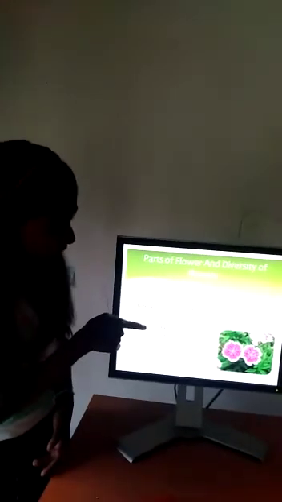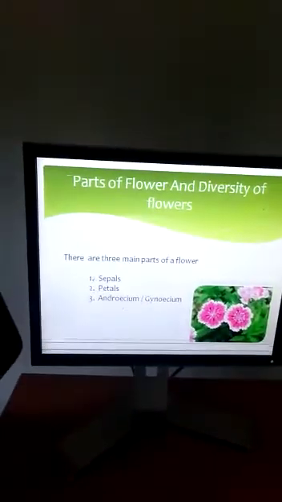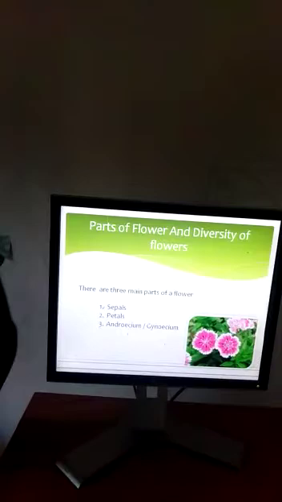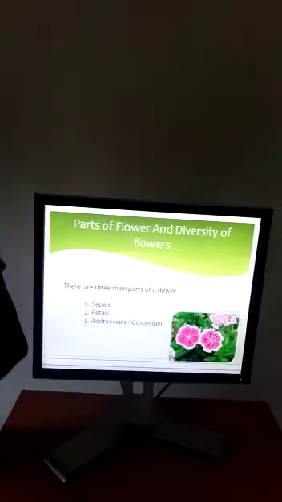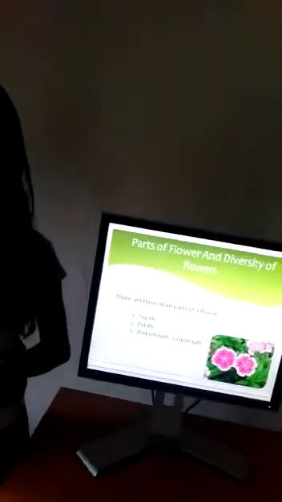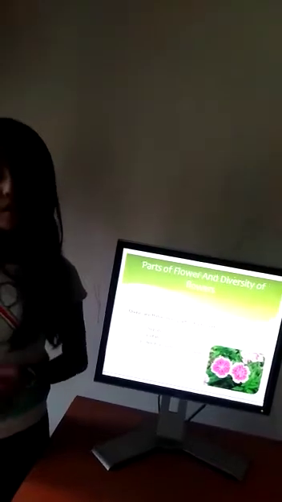Parts of the flower and diversity of flowers. There are four main parts in the flowers. They are sepals, petals, androecium and the gynoecium. Sepals are green in color, therefore they can do photosynthesis. The main function of the sepal is to protect the flower at bud time.